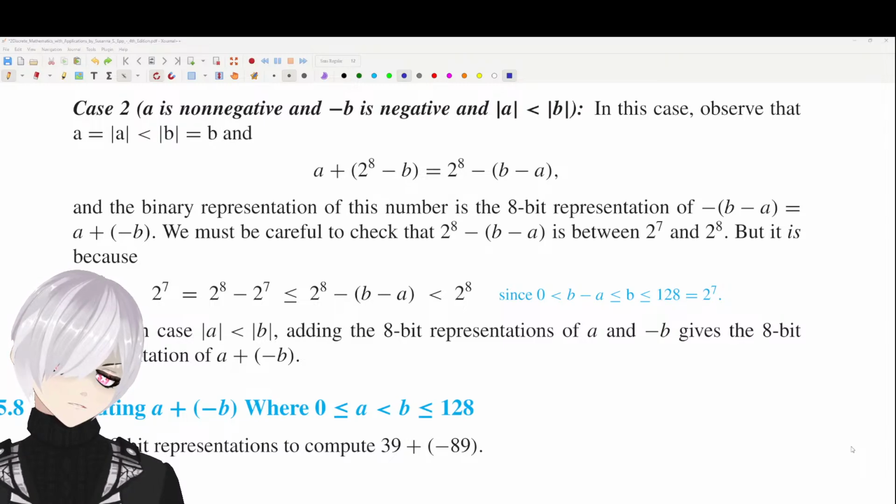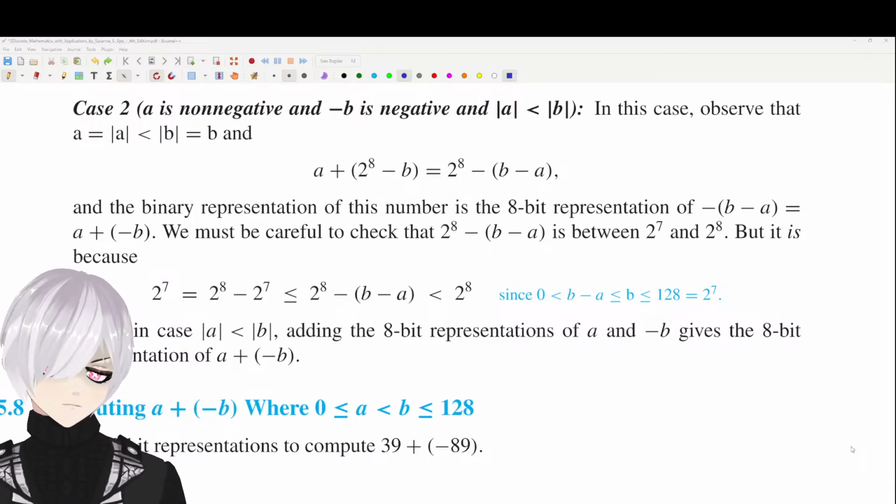And that's because 0 is less than b minus a, which is because b is greater than a, we saw. And b and a are both non-negative. Right. So that's why 0 is less than b minus a. And since a is non-negative, we're subtracting a non-negative, which can only make b less, or keep b the same if a is 0. So b minus a is less than or equal to b.